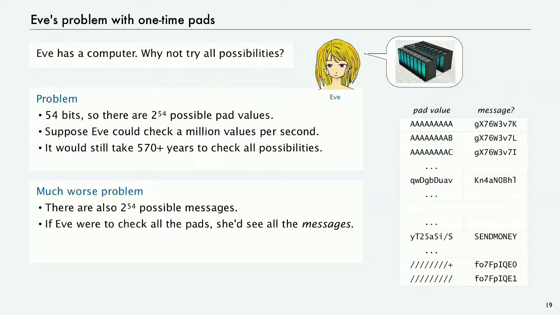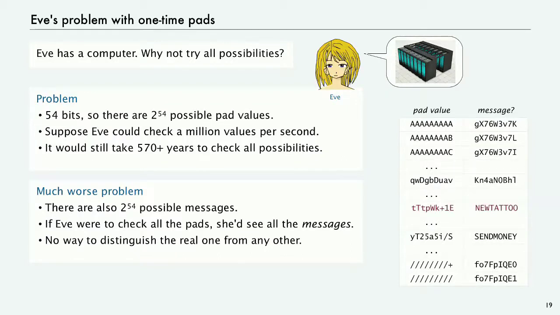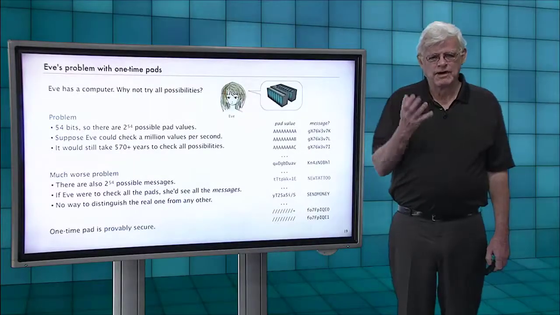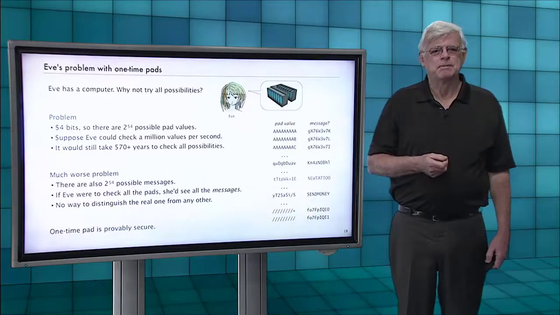So if she were going to check all the pads, she'd see all possible messages. And there's no way to tell which is the real one versus any other one. So she says, oh, new tattoo, maybe that's what Bob's trying to say, or anything else that you can express in 9 characters. No way to distinguish the real one from any other one. So this approach just doesn't work at all. That's how we say the one-time pad is provably secure because of randomness in the cryptographic key.